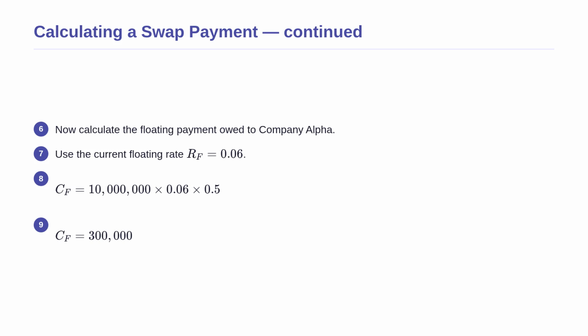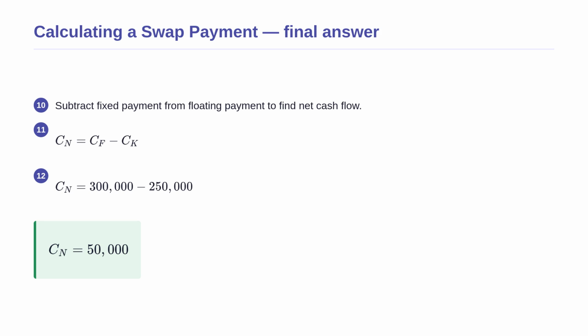Continuing with our example, we now calculate the floating payment that Company Beta owes to Company Alpha. We use the exact same notional principal of $10 million and the same time fraction of 0.5. However, we substitute the current market floating rate of 6% or 0.06. Multiplying these three numbers together, we find that the floating payment is $300,000. Remember, this number is only valid for these specific 6 months, and the floating payer takes on the risk of it changing. Now we find the net difference to see who actually writes a check.